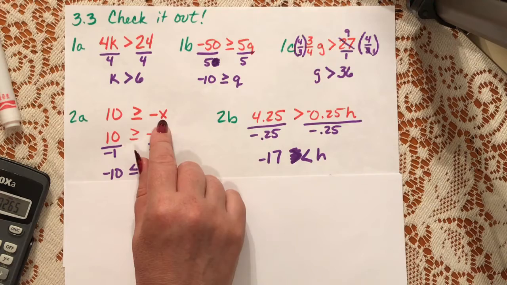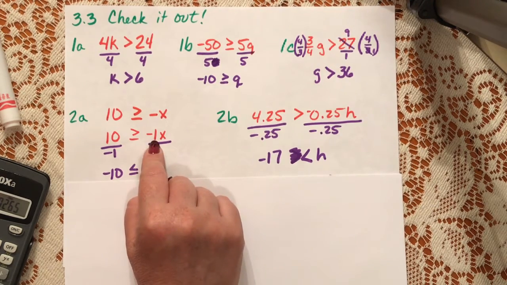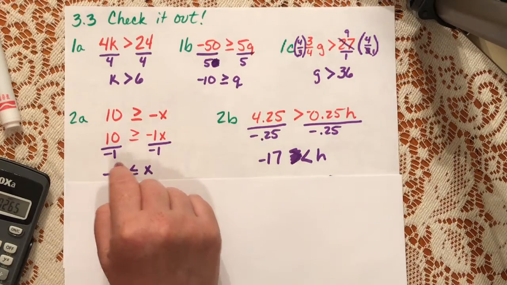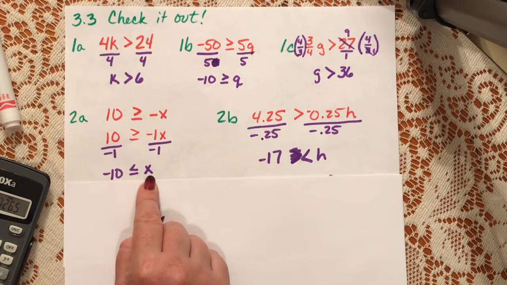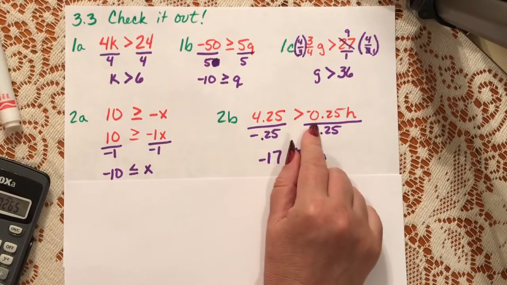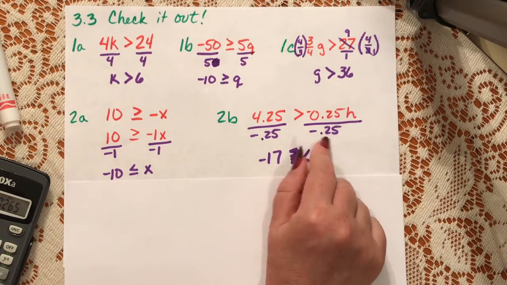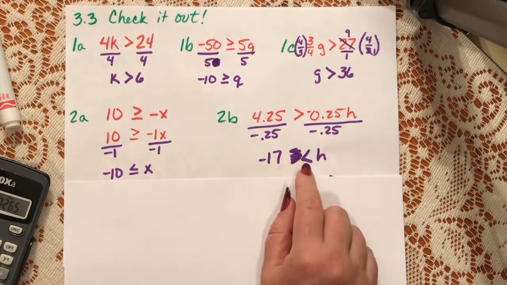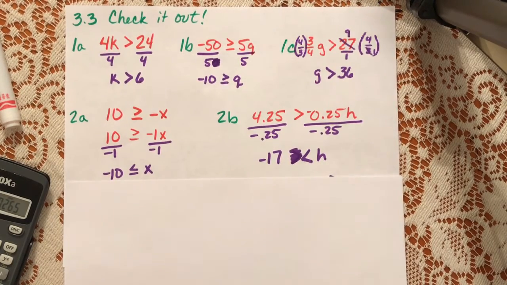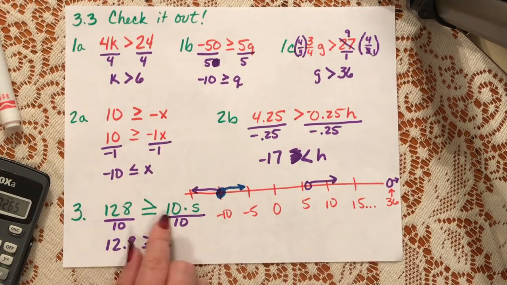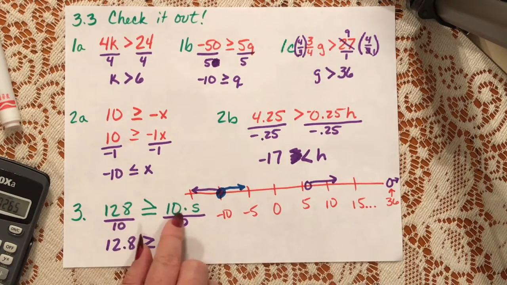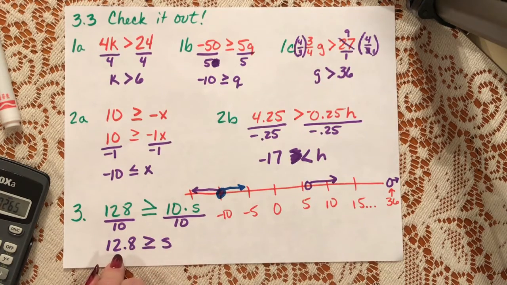Number 2a: 10 is greater than or equal to negative x. This is really a negative 1x, so we're going to divide each side by negative 1, and we're going to flip the sign, and negative 10 is less than or equal to x. 4.25 is greater than negative 0.25h. We're going to divide each side by negative 0.25, and we're going to flip the sign, and negative 17 is smaller than h. Number 3 is 128 ounces of juice, and how many 10-ounce servings can this 128 ounces fill? We're going to divide each side by 10 to get 12.8 is greater than or equal to s.